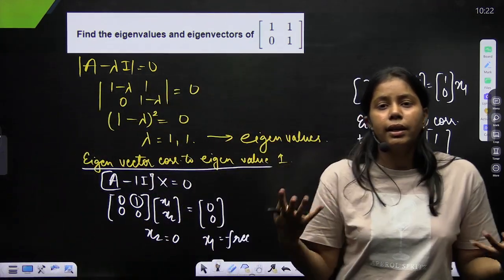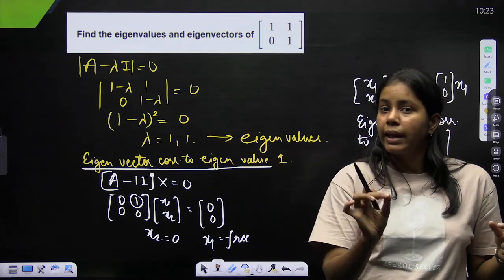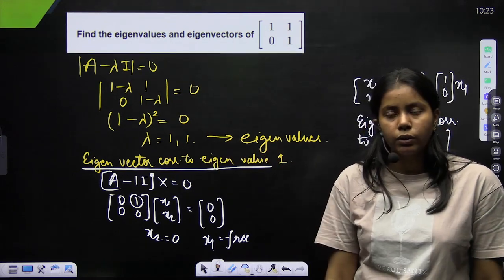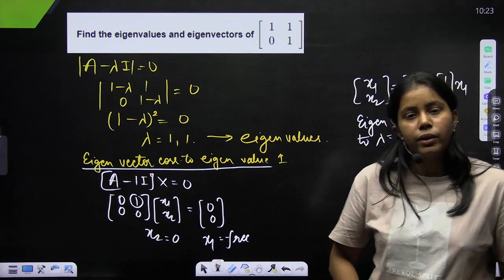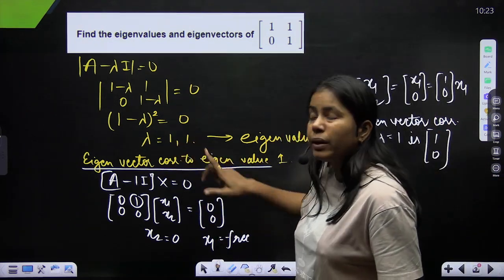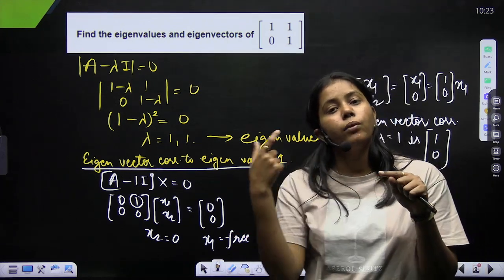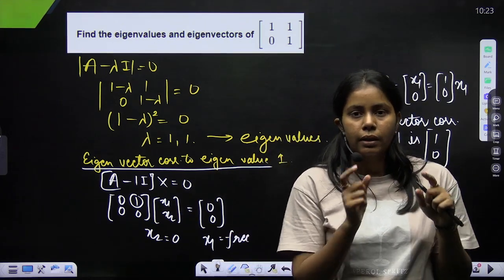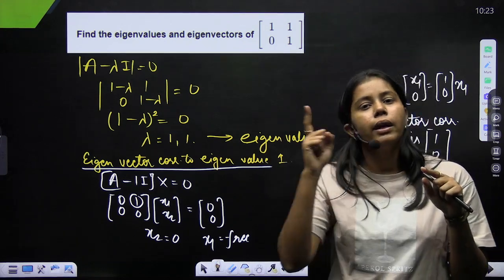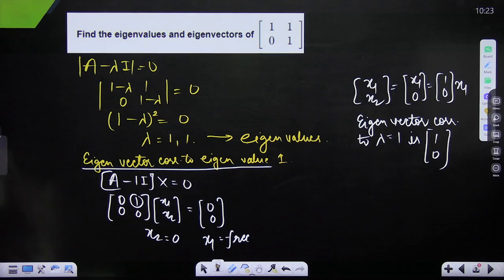But now the question arises: if every time the eigenvalue is repeated, can I get only 1 eigenvector corresponding to that? Are you getting my question? My question is that whenever I have a repeated eigenvalue, for one eigenvalue, can I have only 1 eigenvector? Let's see this thing.